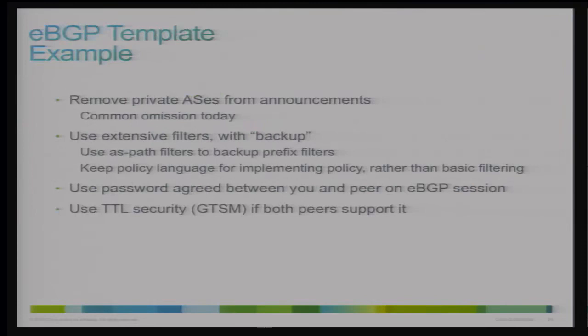For eBGP templates, make sure you remove private ASN numbers if it's not the default behavior. Remove bogons. Use extensive backup filters. If you use communities to filter, also use prefix lists to filter. Also use AS path filtering. It doesn't hurt if you are filtering the same thing with multiple filters. It's good to have backups. Again, use GTSM if the peer supports it.